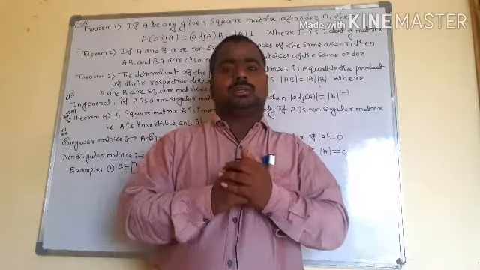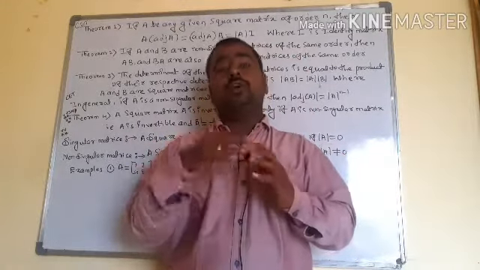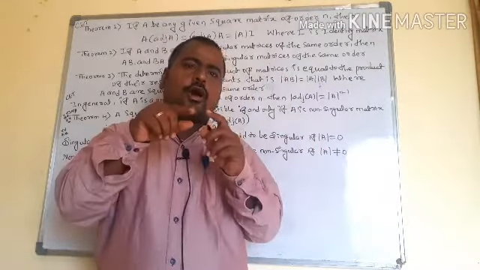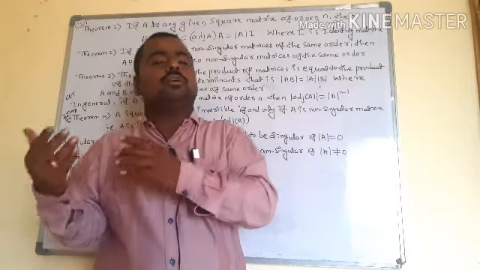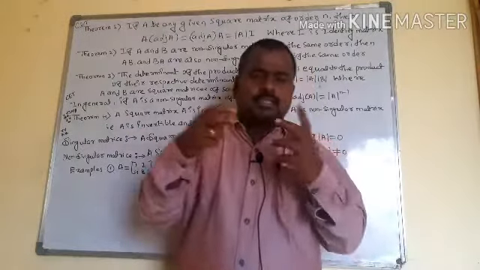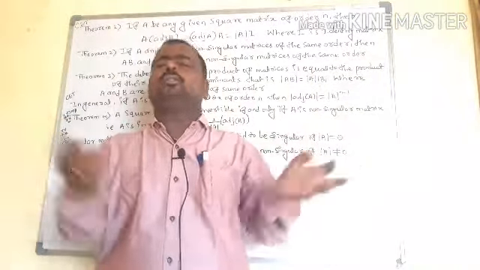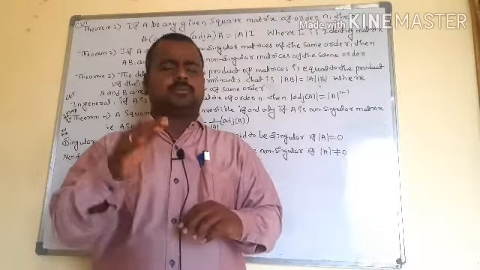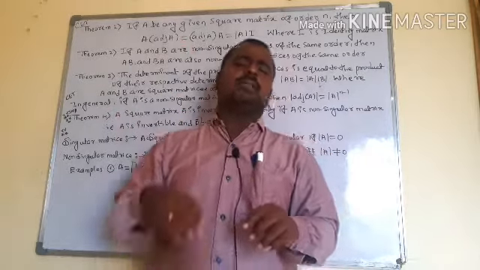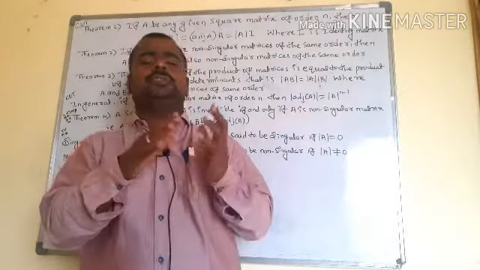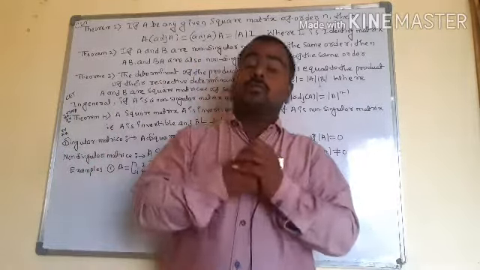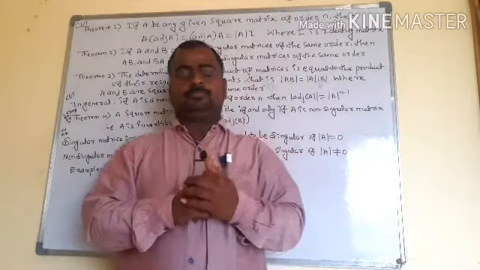So what about the third theorem? The third theorem is most important. What are we going to define? The determinant of AB is equal to determinant of A into determinant of B. This is the general formula, and I am expanding the whole theorem later. But here, the most important thing in general, for every square matrix, is that the determinant of adjoint of A is equal to determinant of A to the power n minus 1.